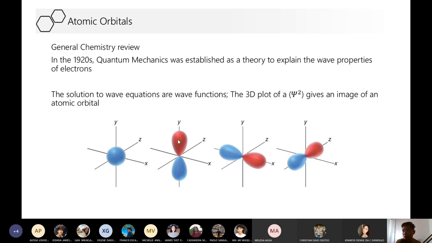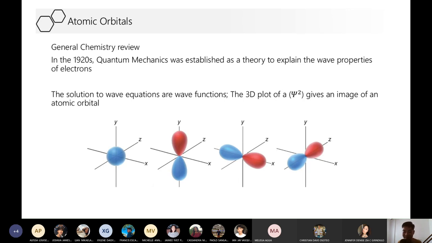So the shape of your electrons are described by the wave functions or the psi square. So the psi is the wave function. So these shapes are described by mathematical equations given by the wave function. Medyo masamang alaala sa amin yan sa chemistry.